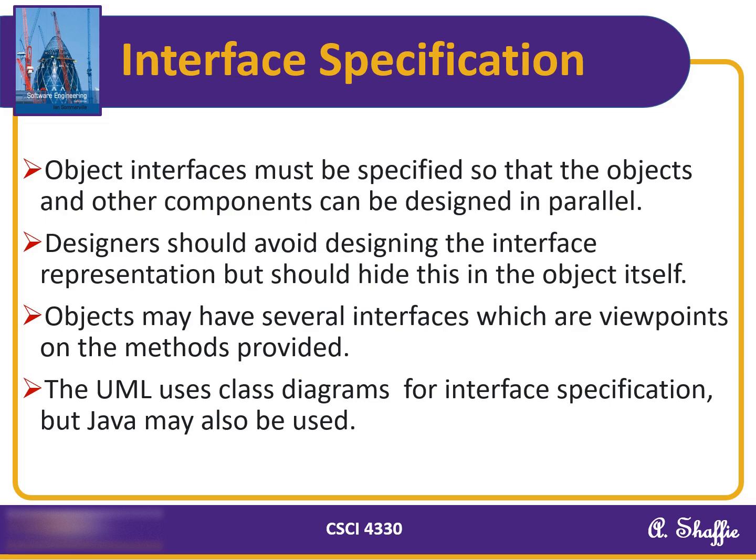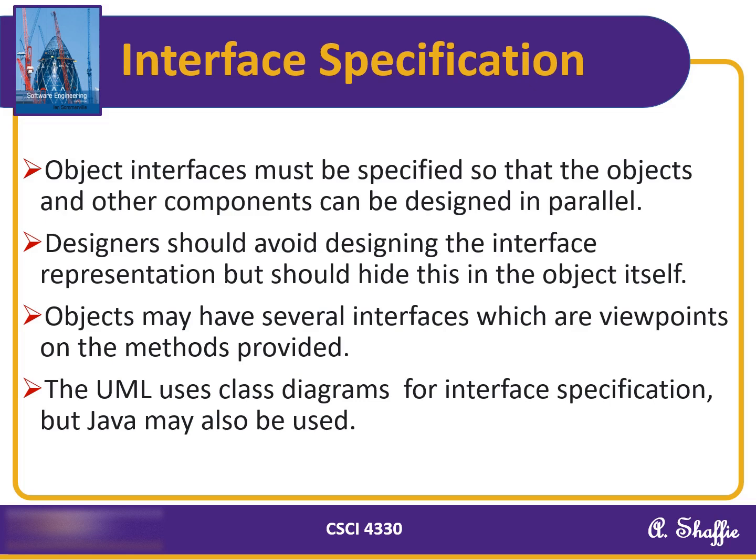The last activity in the object-oriented design process is interface specification. Interface specification is important because object interfaces need to be clearly defined. This allows different objects and components to be designed in parallel without dependency issues. However, it is important to remember a key principle. Designers should avoid specifying how the interface is implemented. Instead, the implementation should remain hidden within the object itself, ensuring encapsulation and flexibility.